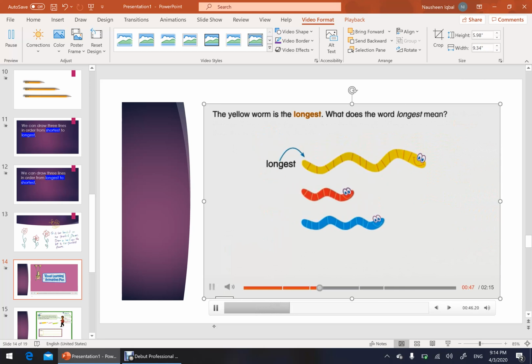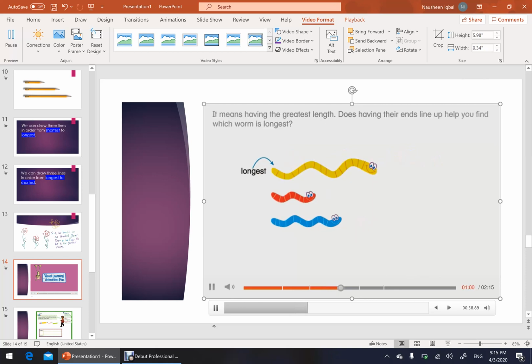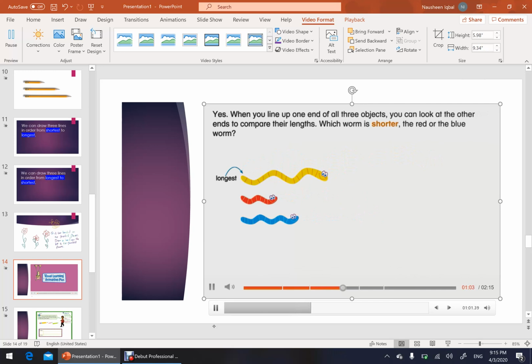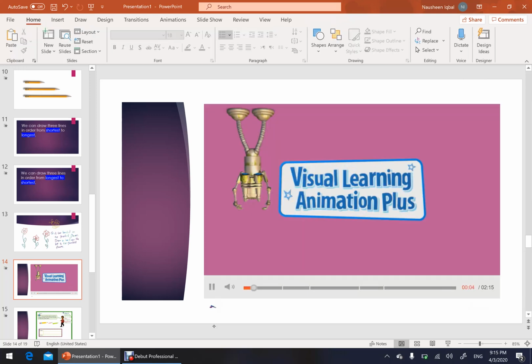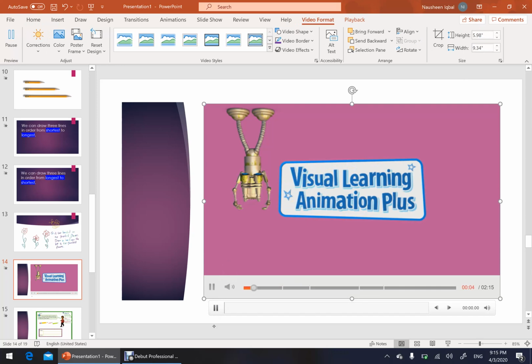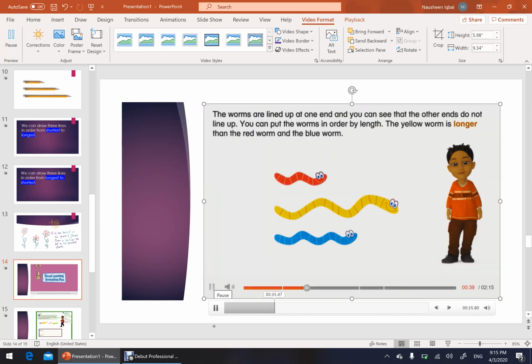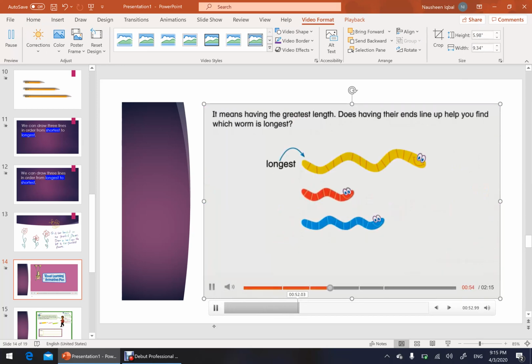What does the word longest mean? It means having the greatest length. Does having their ends line up help you find which worm is longest? Yes. When you line up one end of all three objects, you can look at the other ends to compare their lengths. Which worm is shorter, the red or blue worm? The blue worm.